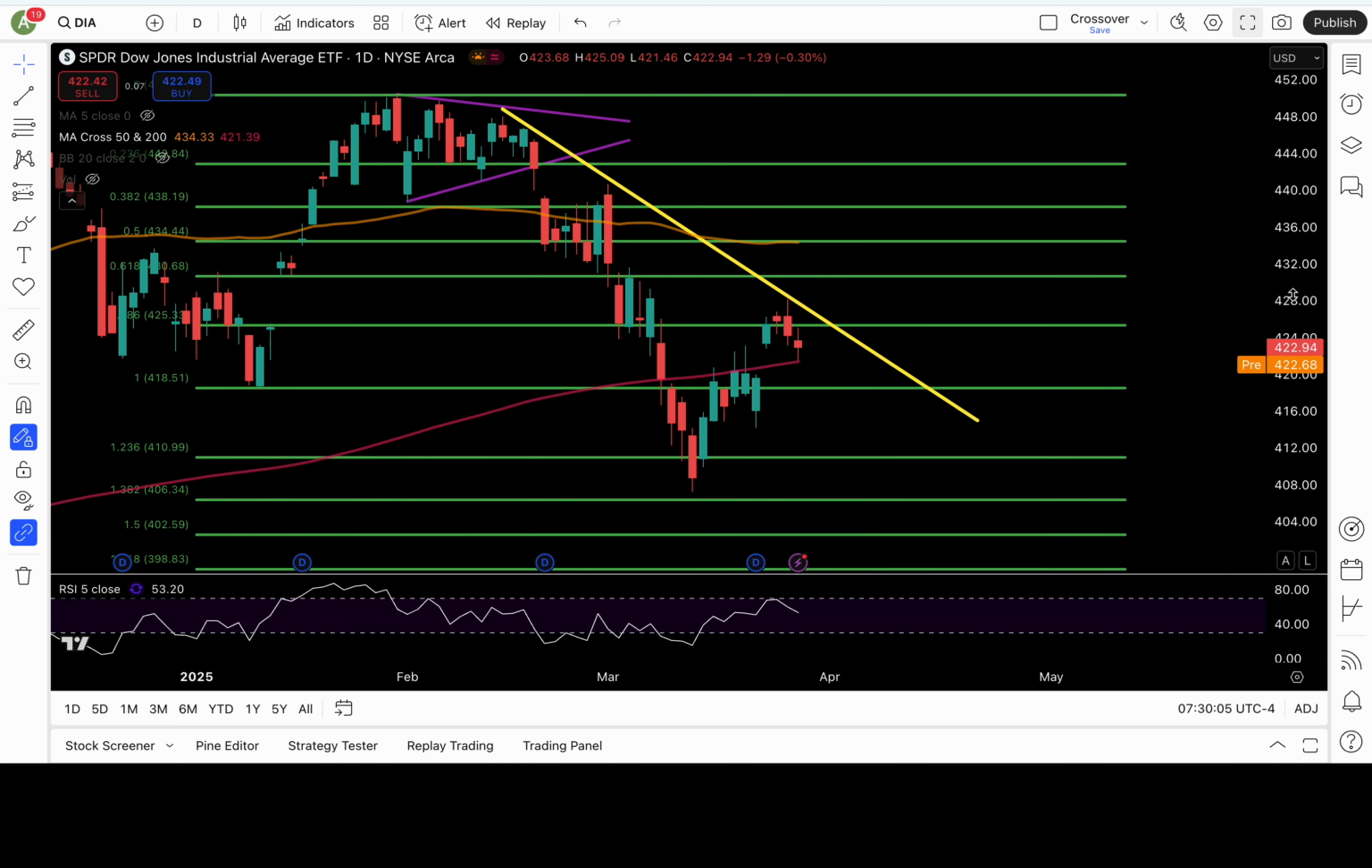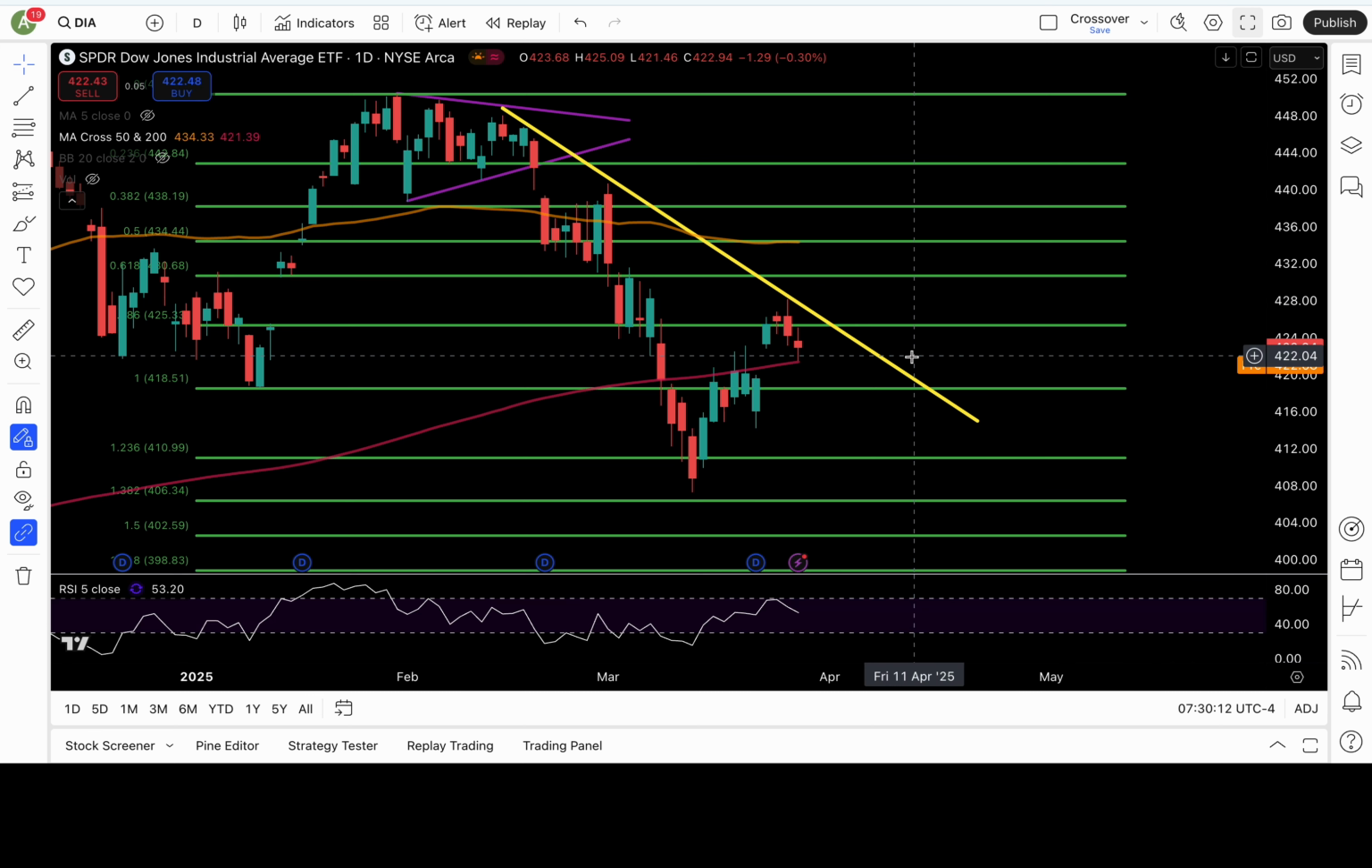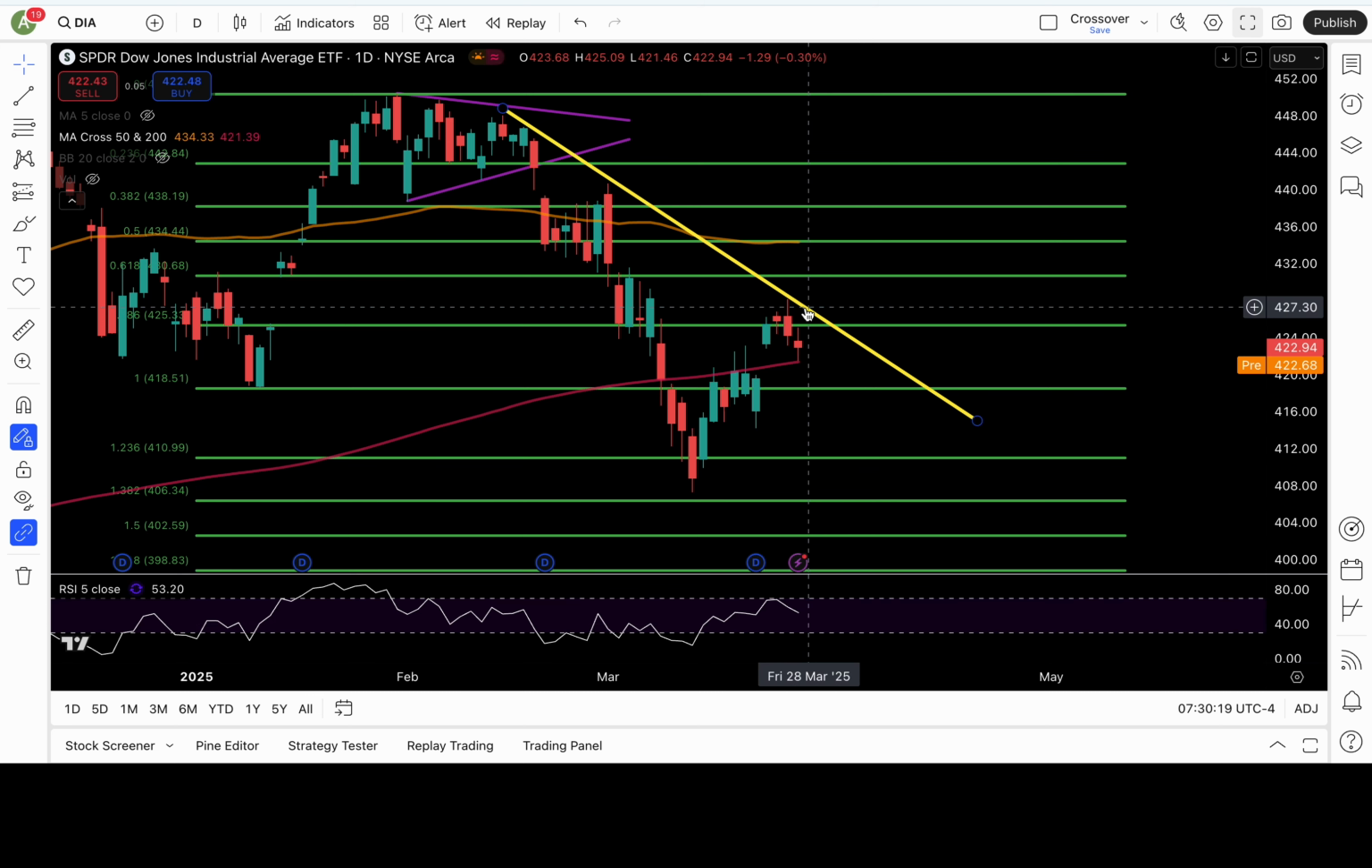If Dow Jones, if the market makers plan to make the bears cry today, then what they need to do is clear resistance levels as usual, starting with 423, 425, and to break out this downtrend line, they need to get above 427. All right, those are resistance levels: 423, 425, and 427. And they also need to stay above the 200 daily moving average, which is sloping up a little bit, currently around 421.4ish. Those are the levels to watch.